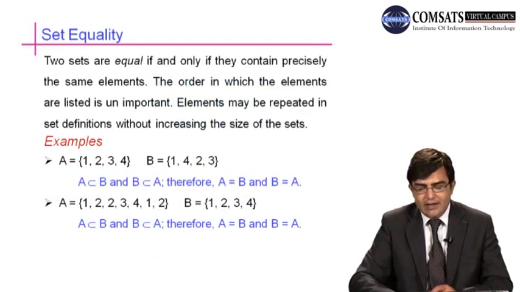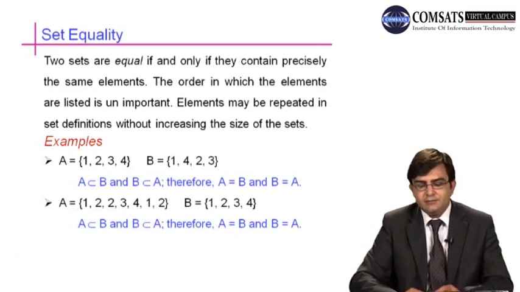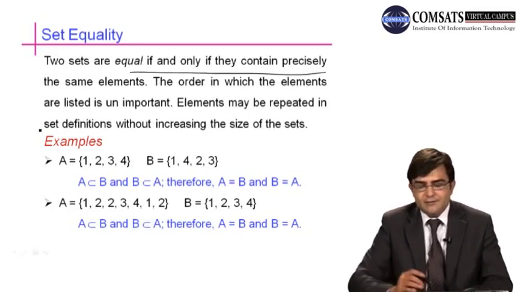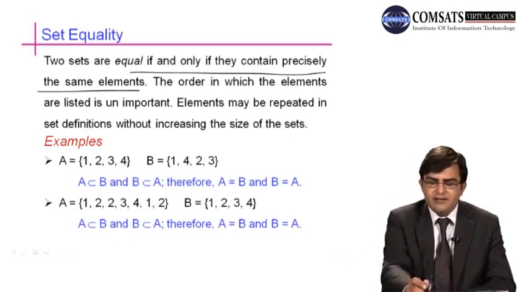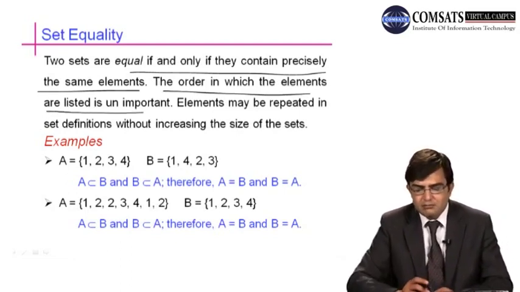Now set equality, as we have discussed earlier: two sets are equal if and only if A is a subset of B and B is a subset of A. So two sets are equal if and only if they contain precisely the same elements. There must be exactly the same elements in two sets to be equal. The order in which the elements are listed is unimportant.